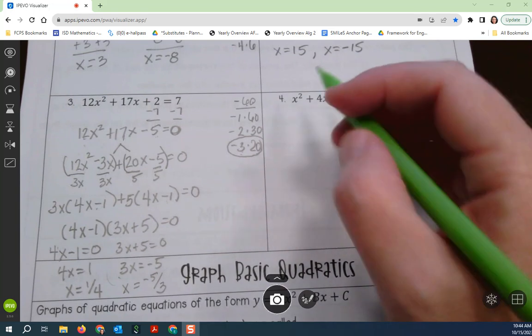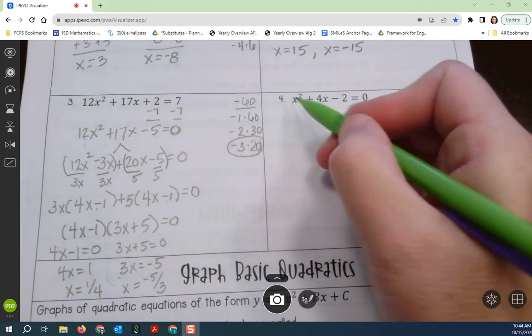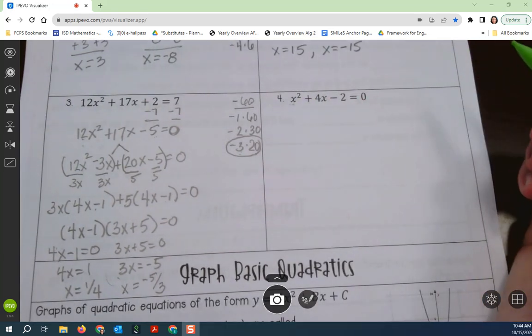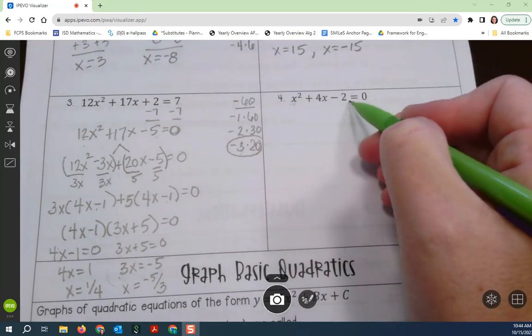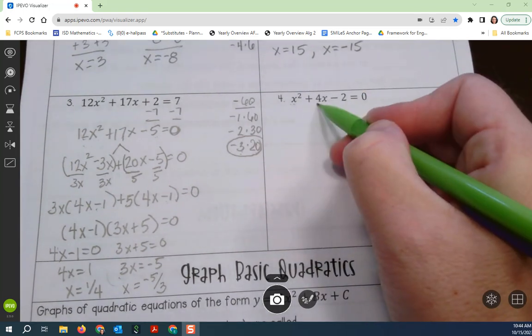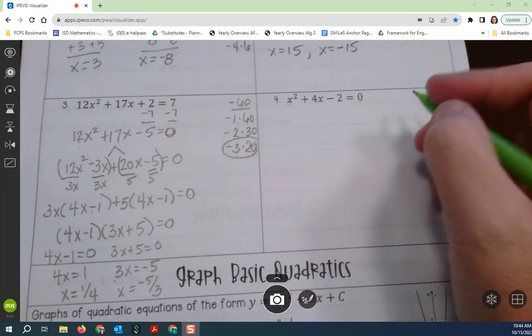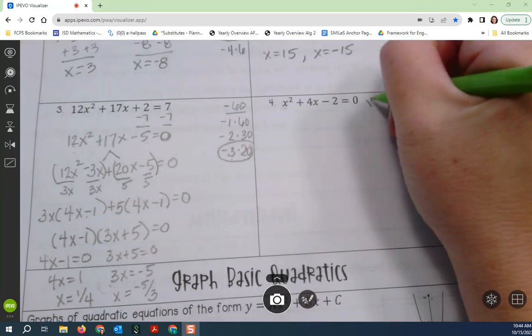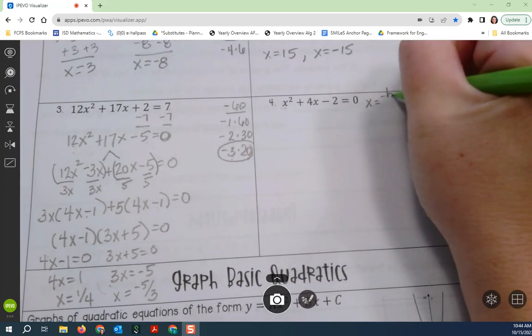Last one, you can see that there is no number in front of x squared, which means it's 1x squared, and it should be the easier method. But there are no numbers that multiply to negative 2 and add to 4. So we're going to try the quadratic formula. You can always look this up if you forget it.